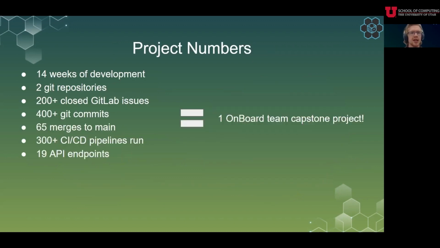Overall, our project has taken about 14 weeks of development, during which time we created 2 Git repositories, closed over 200 GitLab issues, made over 400 Git commits, merged 65 branches into main, ran over 300 CI/CD pipelines, and created 19 API endpoints, which all adds up to one OnBoard Team Capstone project.